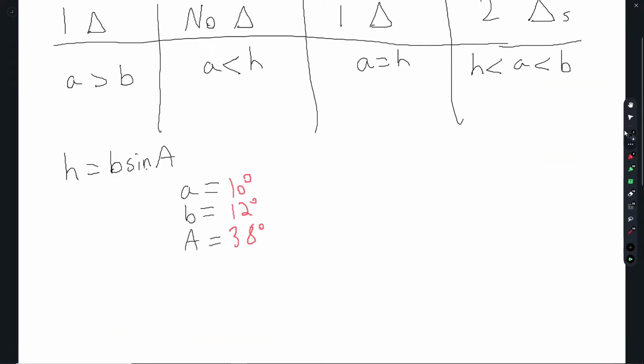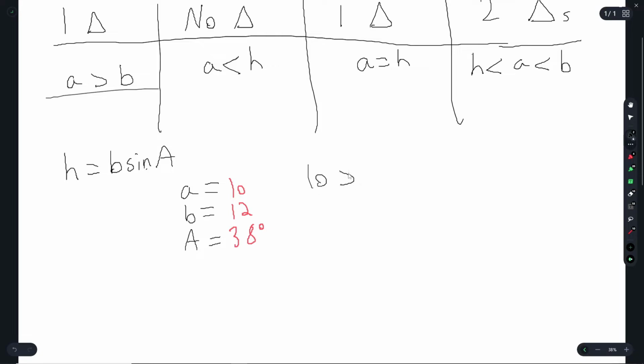So let's move on to the next exercise. So here we have small a, small b, and then angle A. So it's an ambiguous case. So let's look at our conditions. Is a greater than b? These shouldn't have a degree symbol. Okay. Is a greater than b?